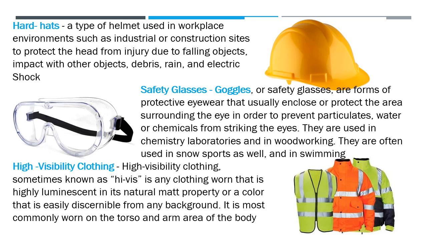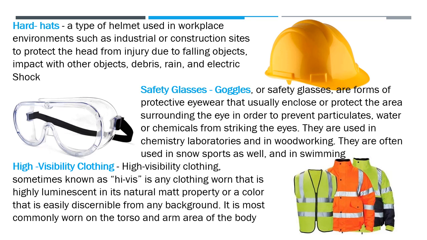Hard hats. A type of helmet used in workplace environments such as industrial or construction sites to protect the head from injury due to falling objects, impact with other objects, debris, rain, and electric shock. Safety glasses or goggles are forms of protective eyewear that usually enclose or protect the area surrounding the eye in order to prevent particulates, water, or chemicals from striking the eyes. They are used in chemistry laboratories and in woodworking. They are often used in snow sports as well, and in swimming.